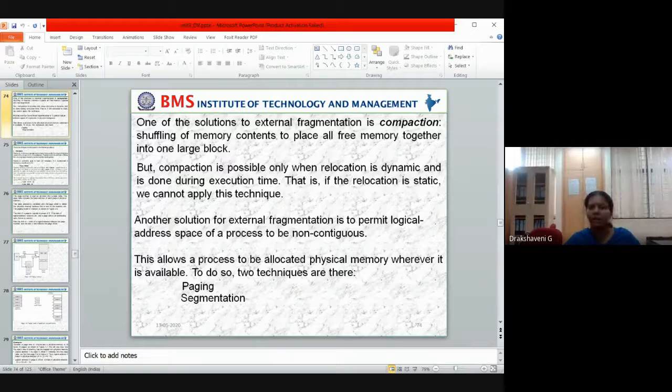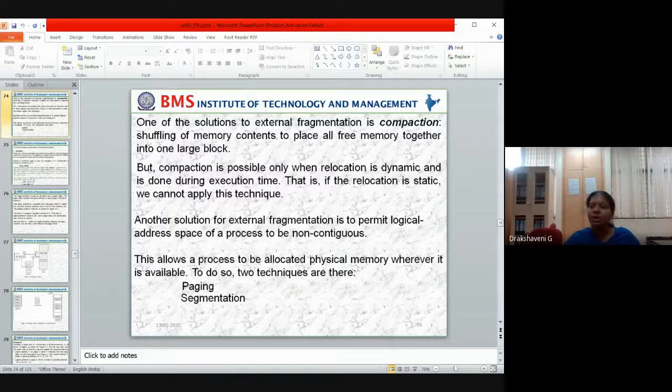That is better. Or shifting everyone to the next places is better. Fixing at one particular time is better. That's what compaction means. It will be difficult to shift a program from one place to another because it is in use. This will become a problem. But compaction is possible only when the relocation is dynamic and is done during execution time.